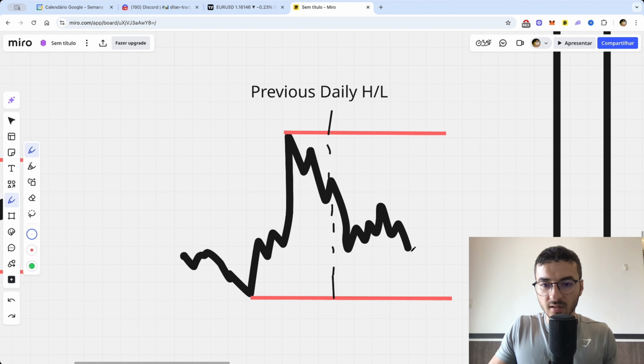Here's the same thing. All you gotta do is wait for one to get hit, to then buy, one to get hit, to then short.